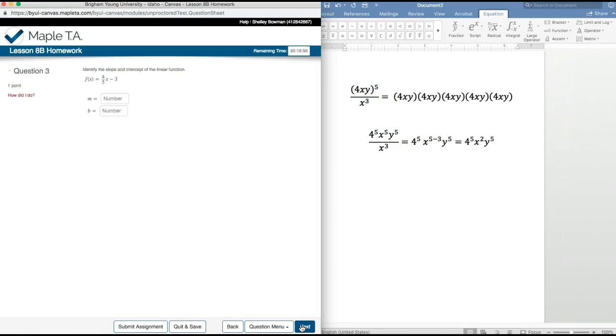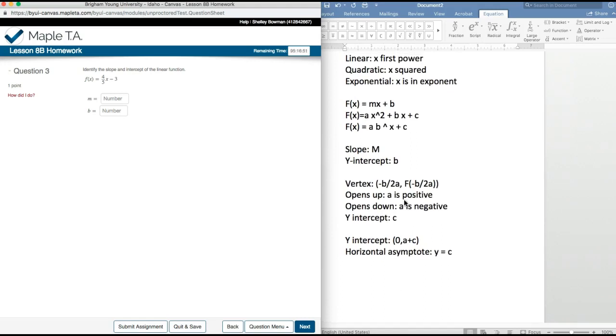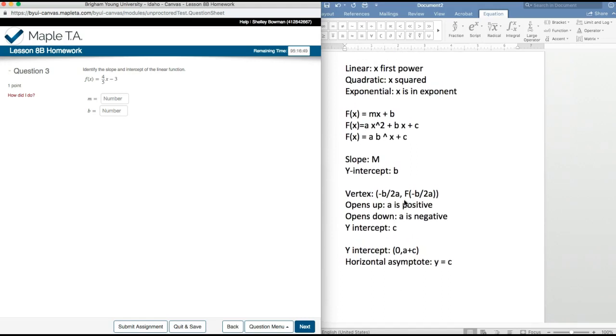Question number 3. Identify the slope and the intercept of the linear function. So I got some of this up here already to remind us about the different types of functions. To differentiate between linear, quadratic, and exponential, linear is just x being raised to the 1st power. Quadratic means I have x squared. There has to be an x squared somewhere. If you have x beyond that, x cubed or to the 4th power and so forth, that's beyond our class.